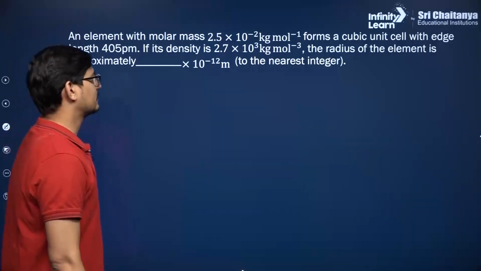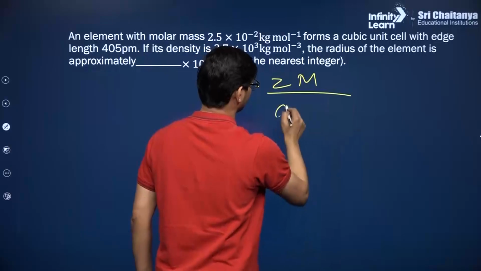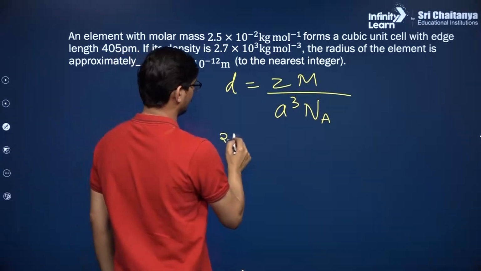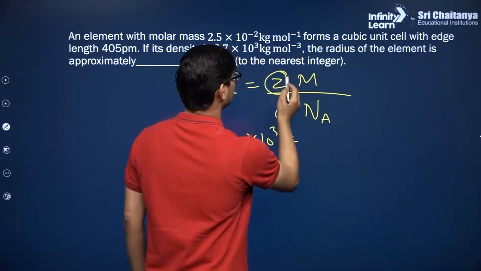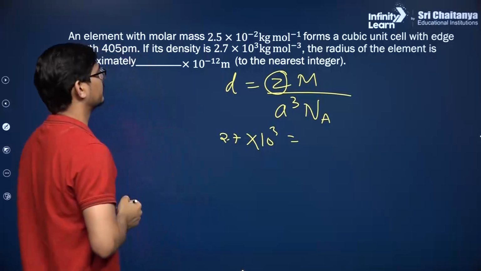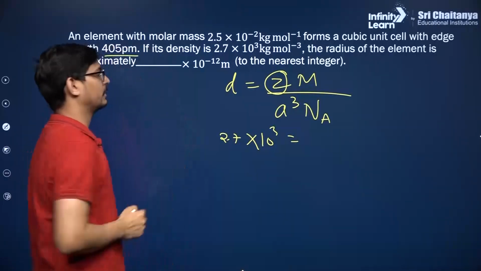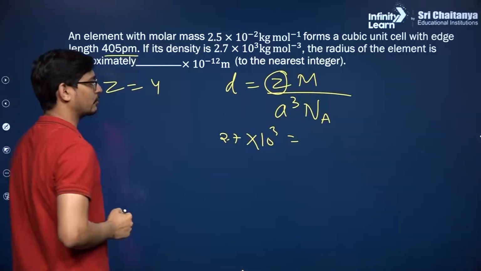An element with molar mass, this is given. So guys, what you do, first you apply this formula. Density is given to be 2.7 into 10 to the power 3. Z we have to find out. Molar mass is given to be 2.5 into 10 to the minus 2. Edge length is given to be 405 picometer, right? And Avogadro constant, you know. Calculate the value of Z, it will come out to be 4.